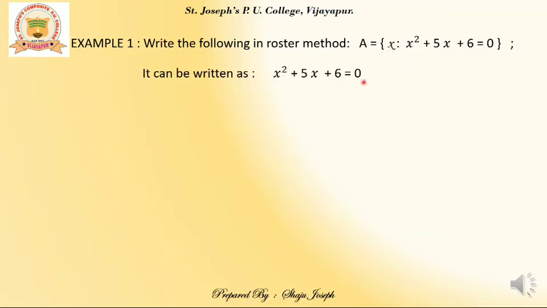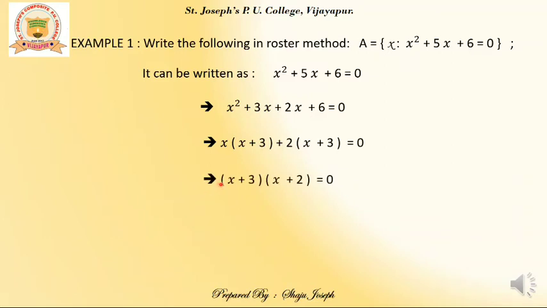We will be using factorization method in this example. I hope you remember. 5x is split as 3x plus 2x. Next step, x is taken common out from the first two. 2 is taken common out from the next two. So we get x into x plus 3 plus 2 into x plus 3. So x plus 3 is common. We take that out. We get x plus 3 into x plus 2 is equal to 0.